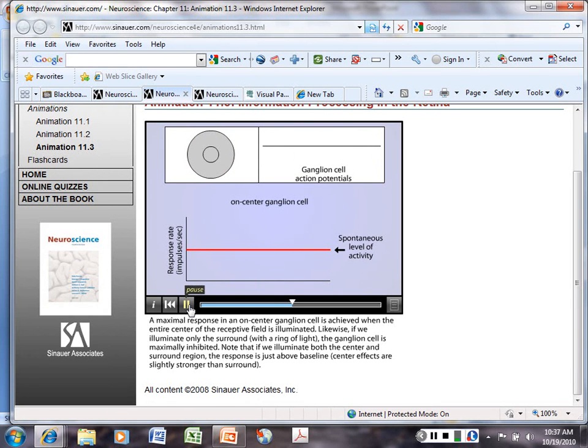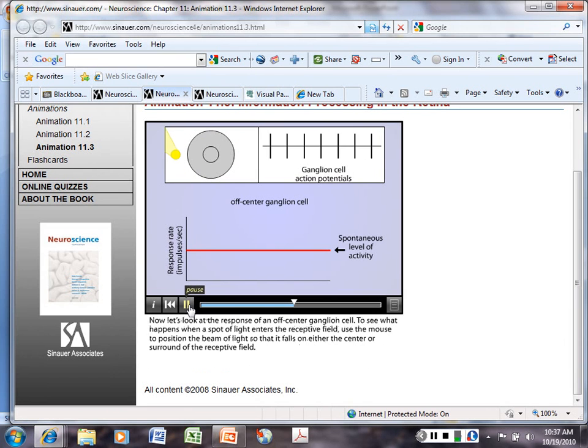Now let's look at the response of an off-center ganglion cell. To see what happens when a spot of light enters the receptive field, use the mouse to position the beam of light so that it falls on either the center or surround of the receptive field. So if it's an off-center, it turns off when the light shines in the center and turns on when it's on the surround.